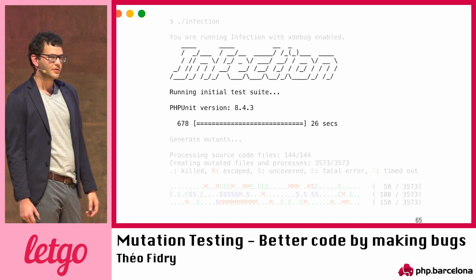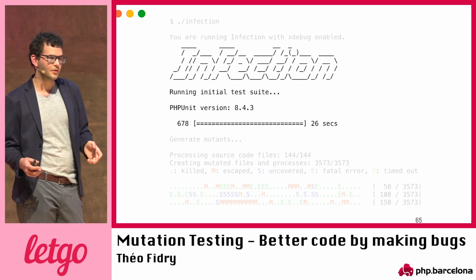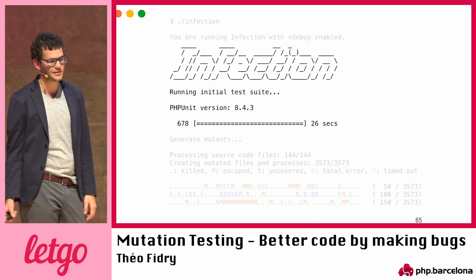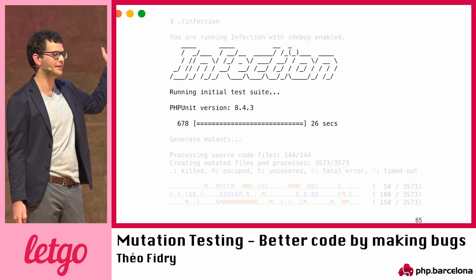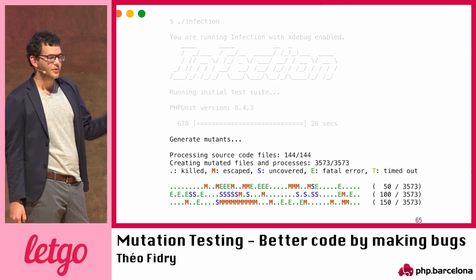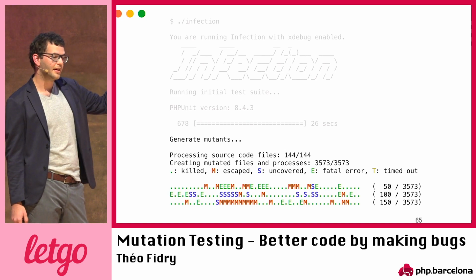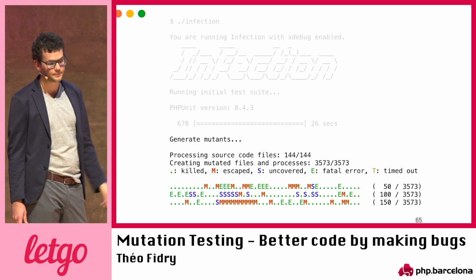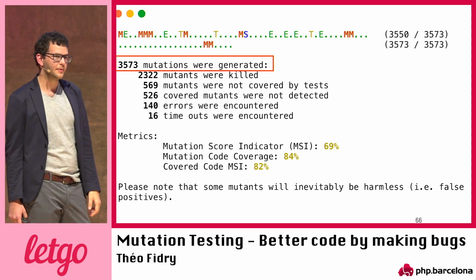And then Infection runs the test suite again with that coverage tool to generate the code coverage of your test suite. And you can see that it actually takes 20 seconds instead of the 2 seconds earlier without Xdebug. And then Infection generates mutants, and for each mutant, it runs a test, and the mutant is going to be killed or escaped. And after that, you get a nice summary.